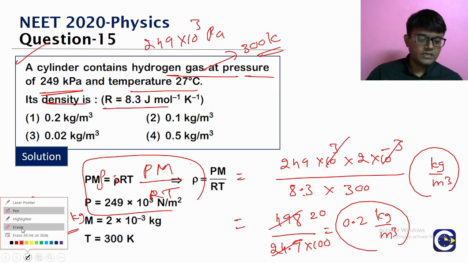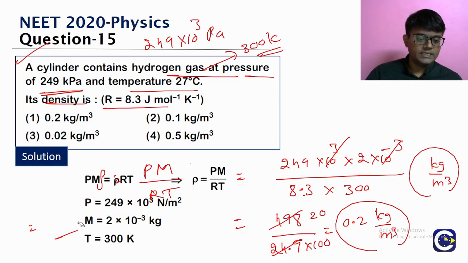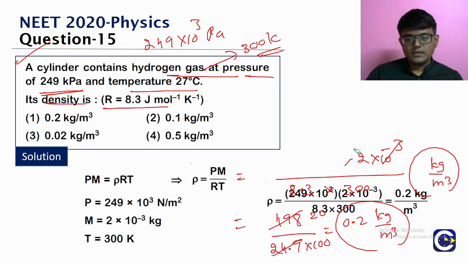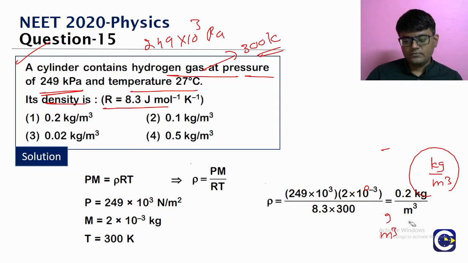I'll just erase some part of it so that you can see the result. So what is the answer for this going to be? It will be option A, 0.2 kg per meter cube.